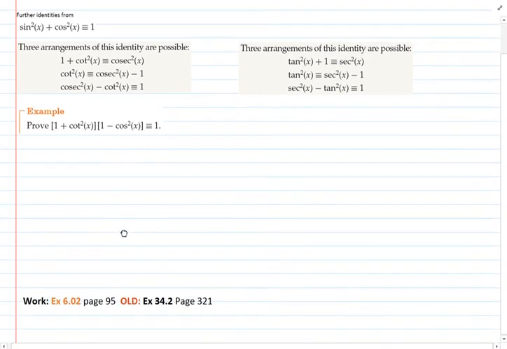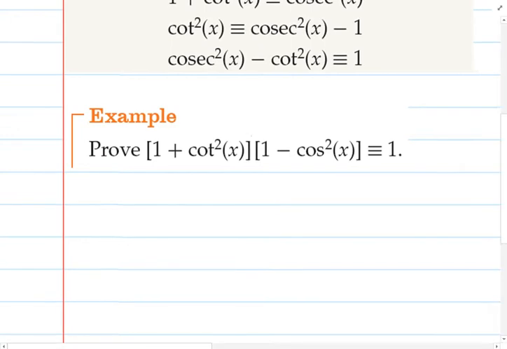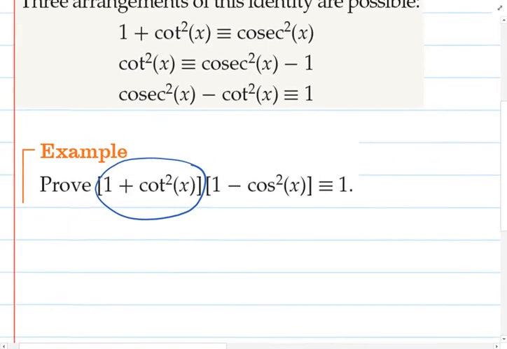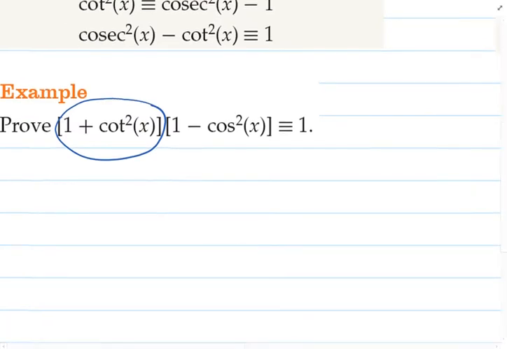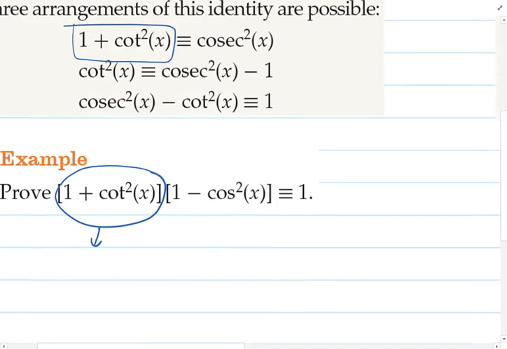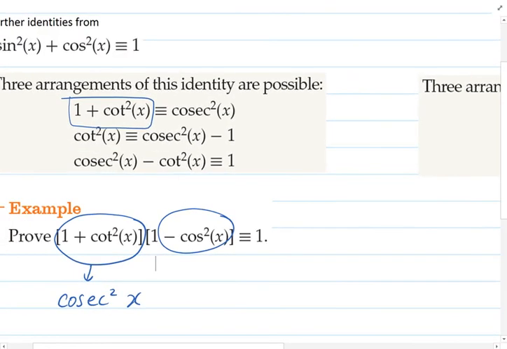Okay, so with this first example here, we're going to play what I call mix and match, which means I'm going to look at what we've got and see if I can spot it anywhere else. And I have spotted it right here. And so I'm going to substitute that in instead of 1 plus cot squared x. So I'm going to write that as cosec squared x. And I'm going to do the same thing with this thing, 1 minus cos x as well.